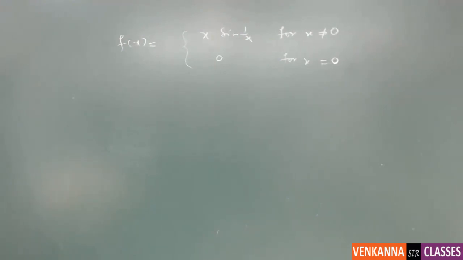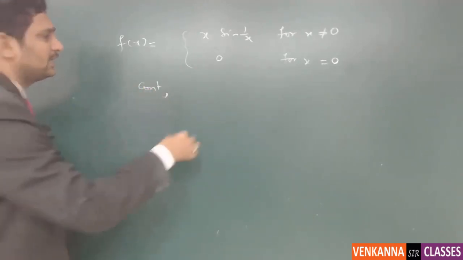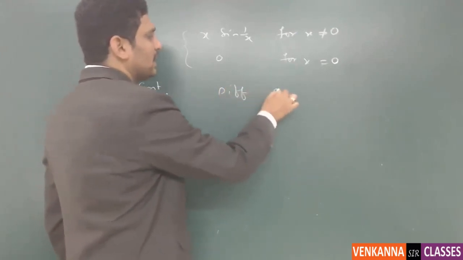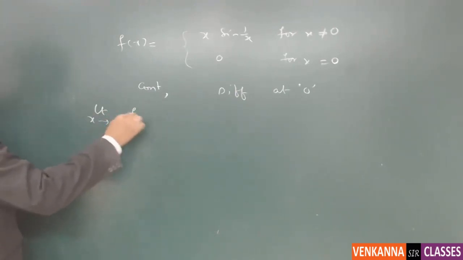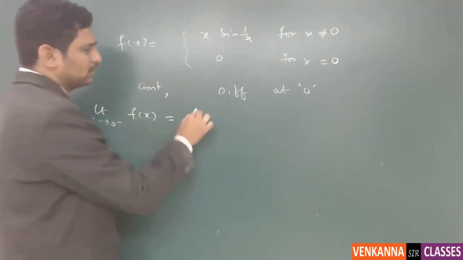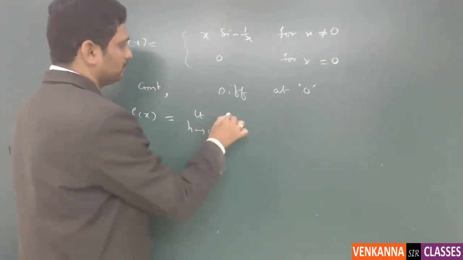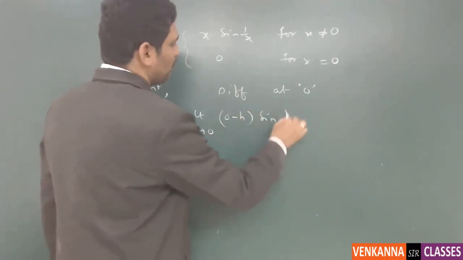Since the bifurcation is done at the point 0, if you are going to calculate the continuity as well as differentiability at 0, then what happens? So can we say that the function is continuous at the point 0? Do we accept? If so, let us calculate the limit part, limit x tends to 0 minus f of x. It will be equivalent to, if you go with the style, limit h tends to 0 of 0 minus h into sine of 1 by 0 minus h.